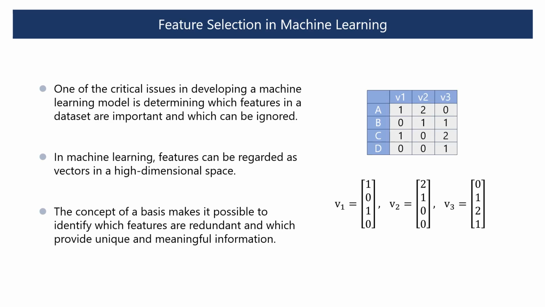One of the critical issues in developing a machine learning model is determining which features in a dataset are truly important and which can be ignored. This is the issue of feature selection. In machine learning, features can be regarded as vectors in a high-dimensional space. The concept of a basis makes it possible to identify which features are redundant and which provide unique and meaningful information.